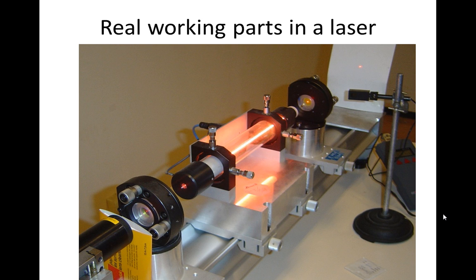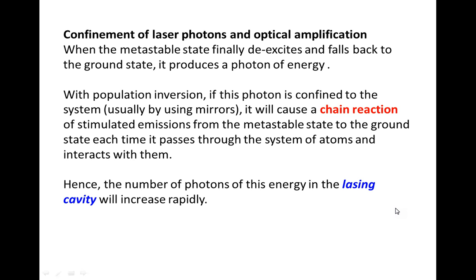But for a laser to work, we require just one more step. We need the working parts to amplify this light. And what do I mean? Here we see a real lasing cavity, and here we have a partial mirror, and on this side we have a full mirror. So we need to actually confine the laser photons and have optical amplification.